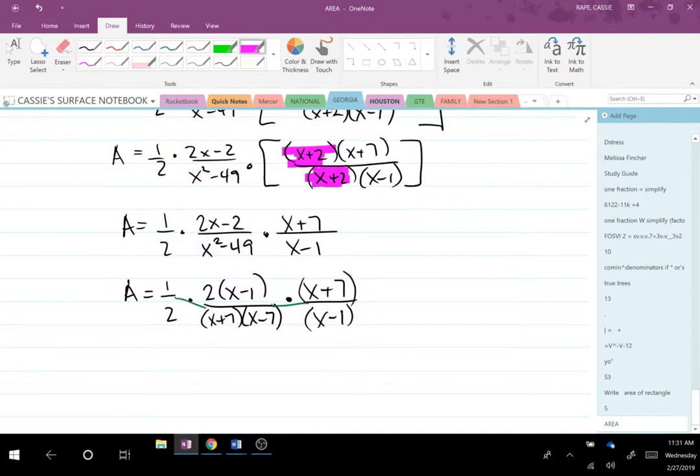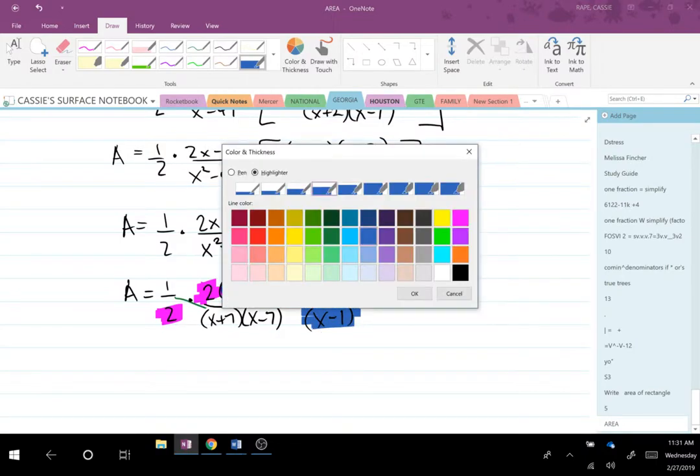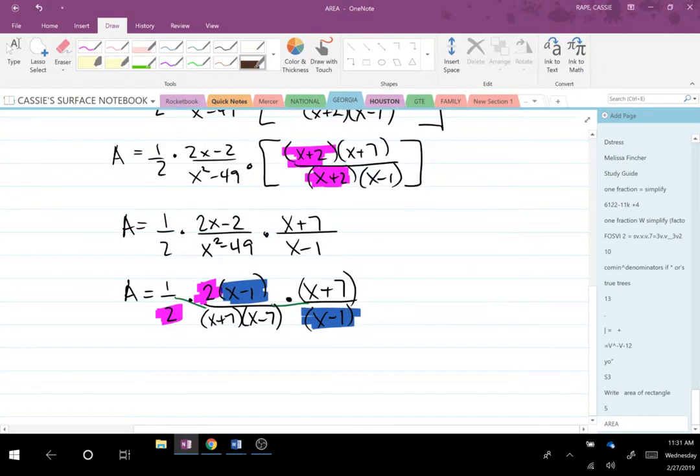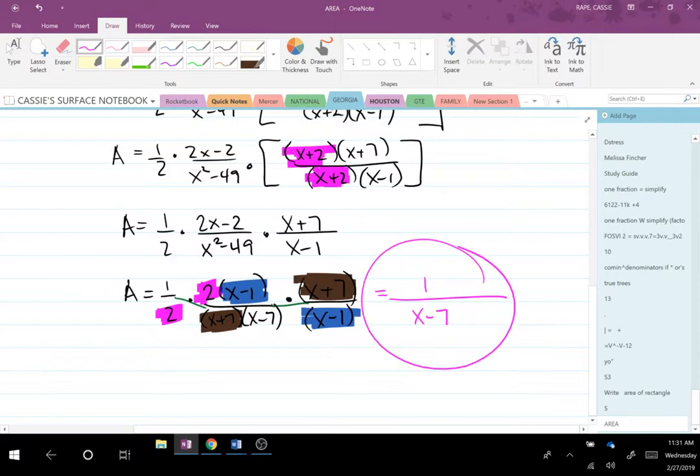I'm looking for things that cancel. And they're there. There's a 2 on the bottom and a 2 on the top. That cancels. Switching colors. Here is an x minus 1 on the top, x minus 1 on the bottom. Those cancel. And let's see, I've got an x plus 7 here and an x plus 7 there, so that cancels. So in the end, almost done, what you've got left is a 1 in the numerator and an x minus 7 in the denominator, and that is your answer.